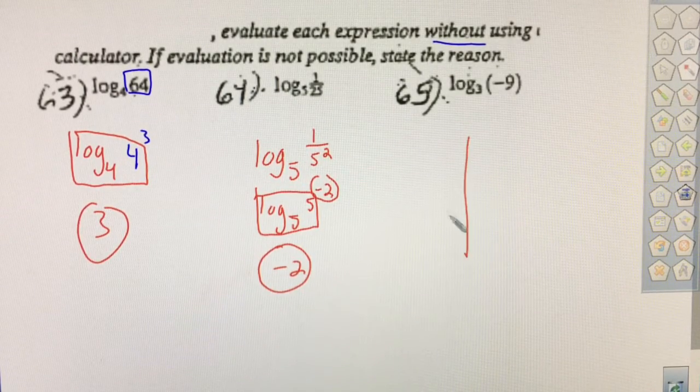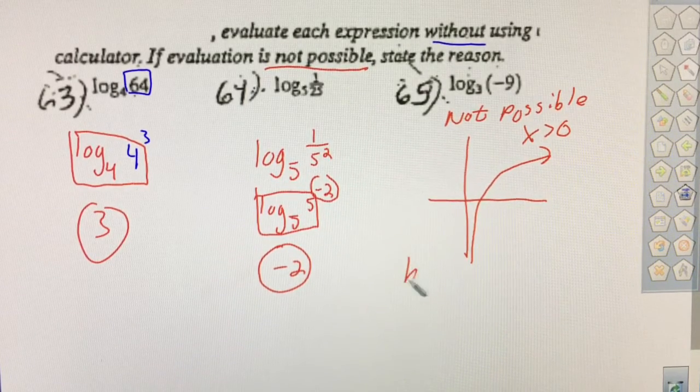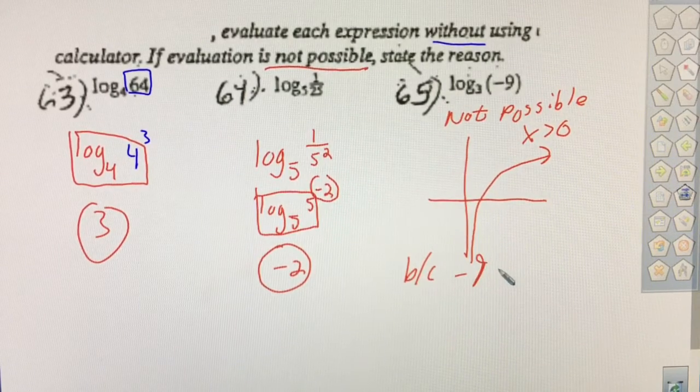This one, if you were to graph a logarithm, the domain is x is greater than 0. So this is not in the domain, so this one is not possible. Because -9 isn't in the domain.